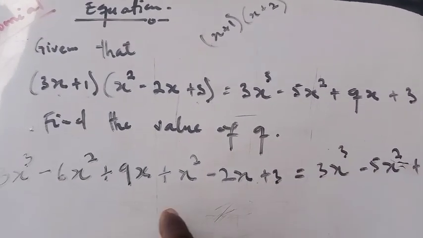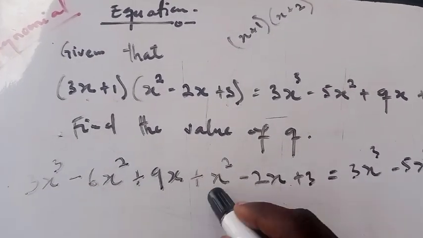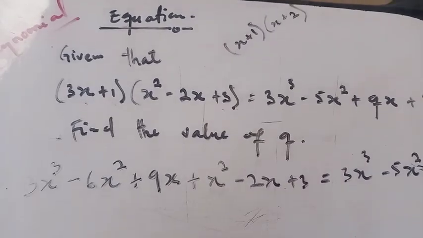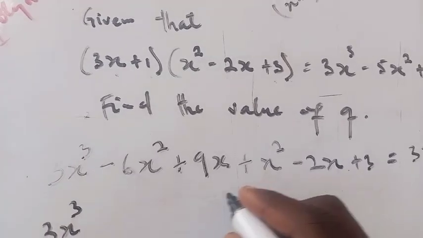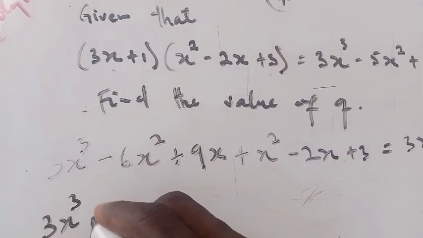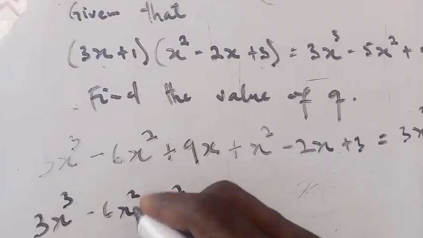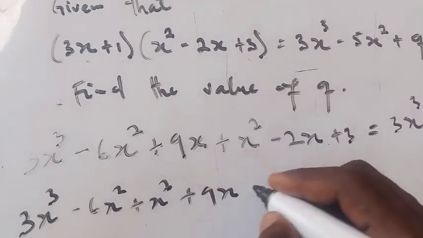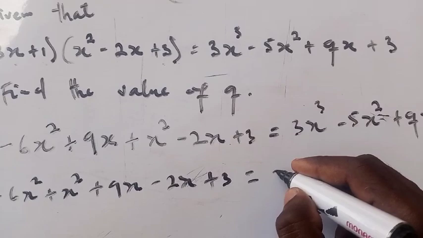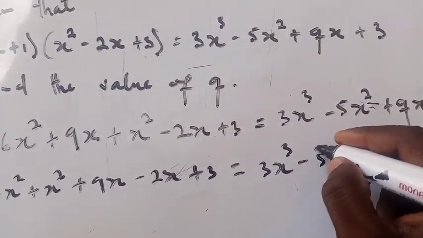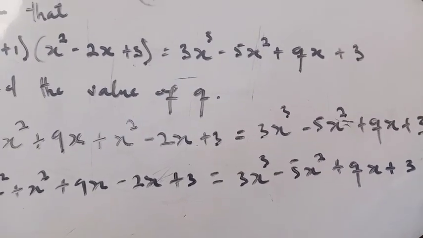So perfect. So this is where our work begins here. Here you have to group some like terms, because you can see the same guy here, the same guy here, the same guy here, then the same guy here. Is that okay? So grouping that, we have this guy works alone because he doesn't have any partner on the left hand side of the equation. So you have minus 6x squared plus x squared, so you have 9x here, and then minus 2x, and then plus 3. Everything is just going to be equal to this guy, minus 5x squared plus qx, and then plus 3, right?